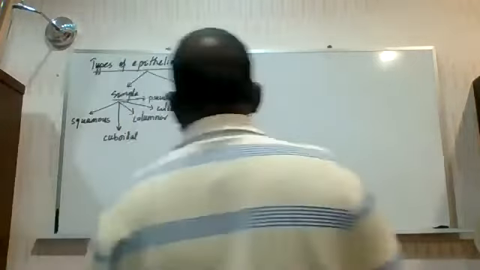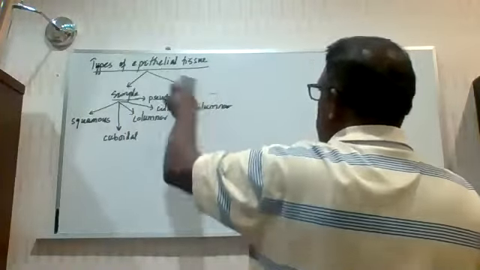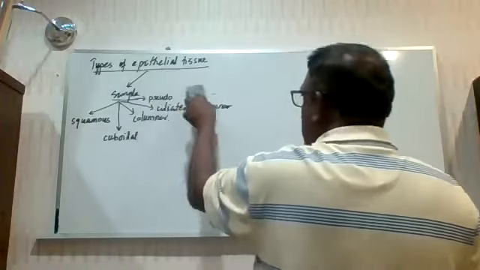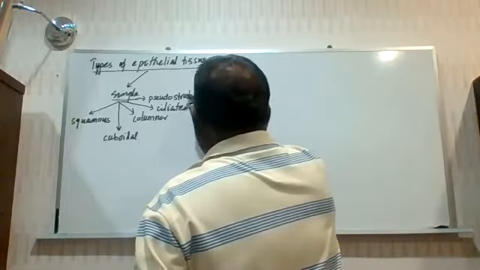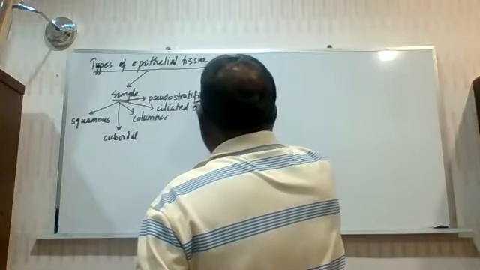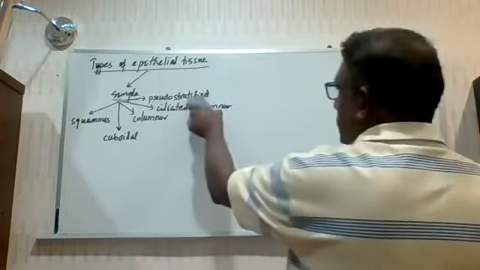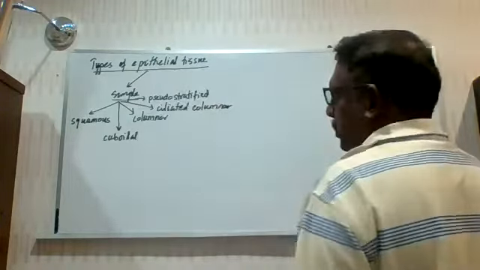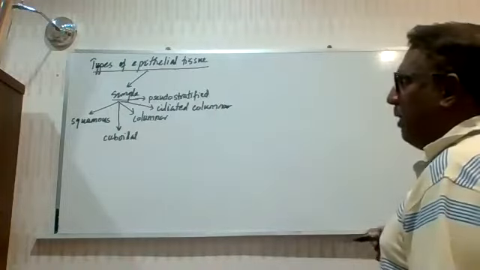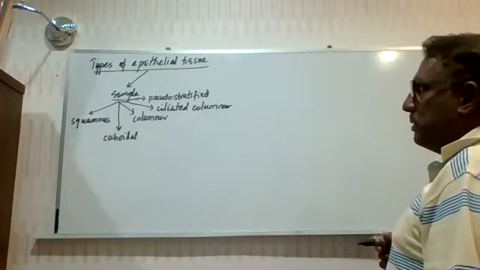stratified. The pseudo means false. That means it looks like layered, but actually it is not. I'll come to that. That's why the word pseudo stratified comes in. It looks as if it's layered, but actually it's not. So there are 5 types of simple epithelial tissue.